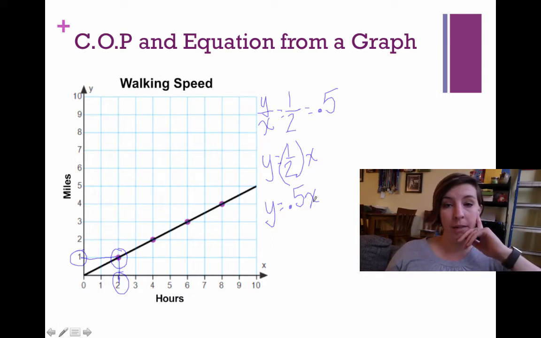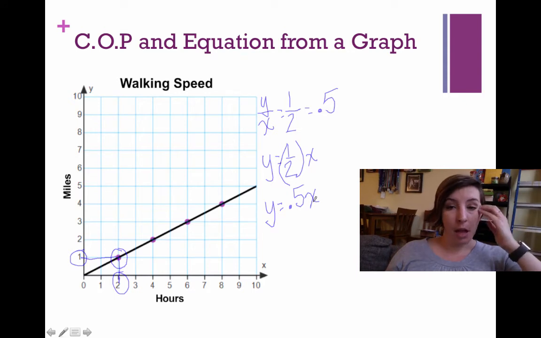Okay, so that's really all that there is to it. We're going to be talking a lot about constant of proportionality, writing equations in that same form where it's y equals kx, finding that constant of proportionality, writing equations, and then looking at it with both tables and graphs. And that's going to be basically what's on your quiz.